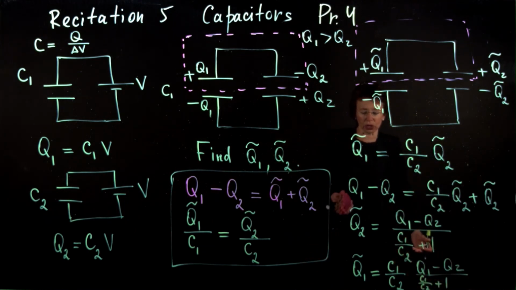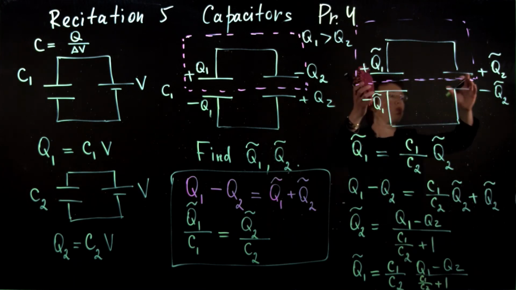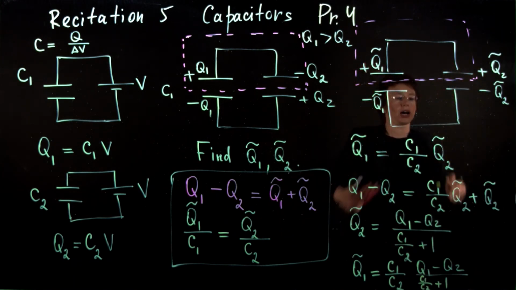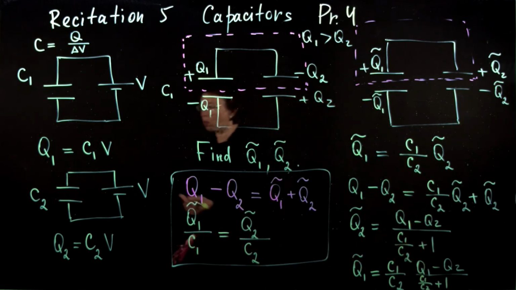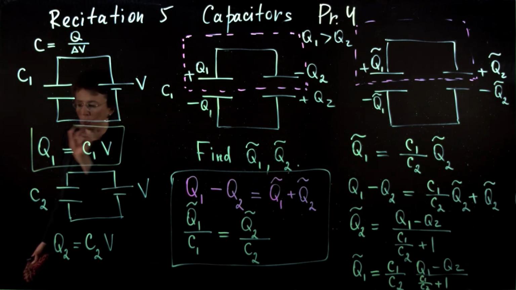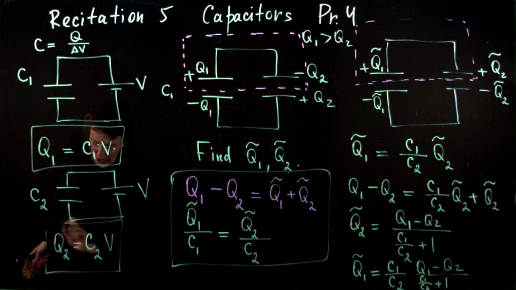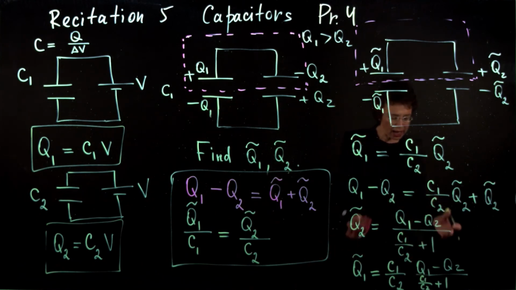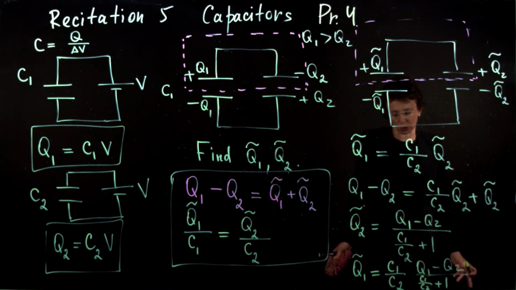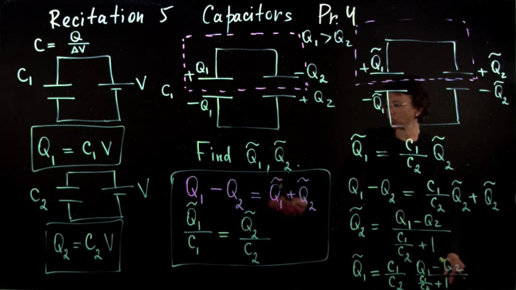So we found both charges, Q1 tilde and Q2 tilde, after the charge redistribution, when the capacitors were originally charged. We know Q1, it is C1V. We know Q2, C2V, and our final charges are expressed in terms of what is given: capacitance C1, capacitance C2, charge Q1, and charge Q2. Problem solved.